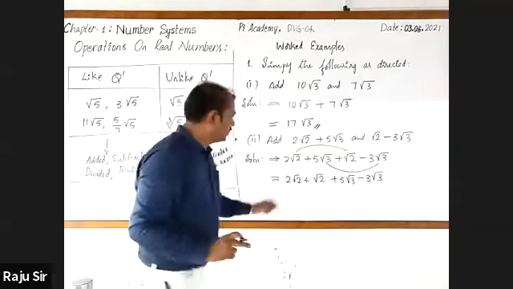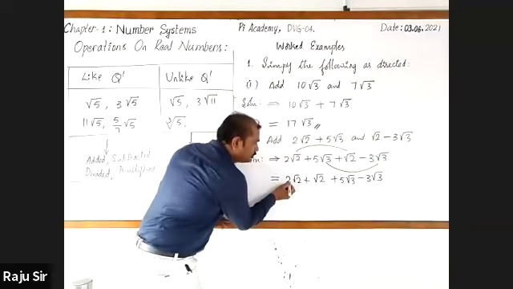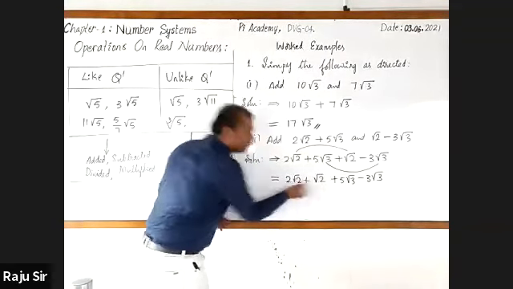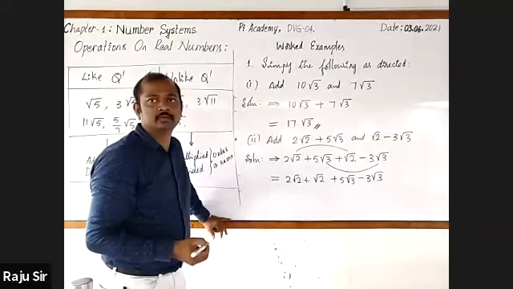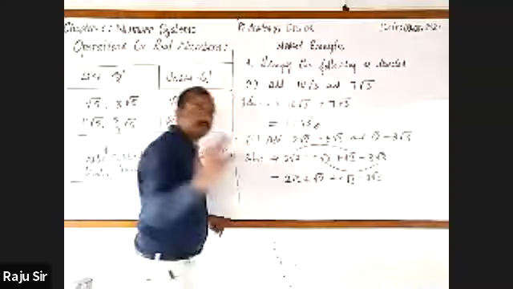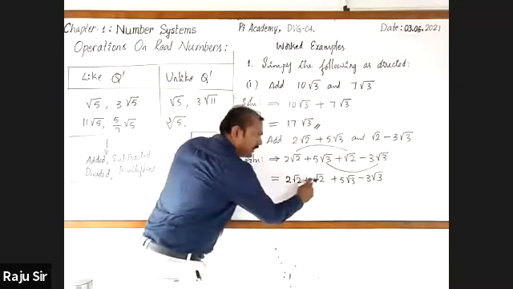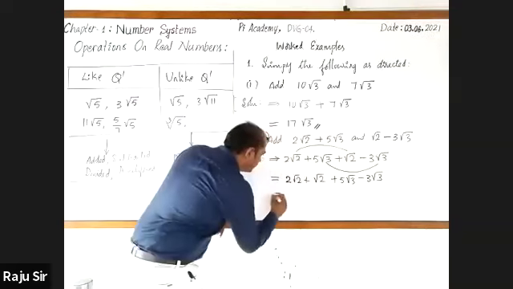Okay. Now you tell me, what is 2 times root 2 and 1 time root 2? 3 times root 2. Very good. Yes, it is 2 times plus 1 time, together 3 times root 2.